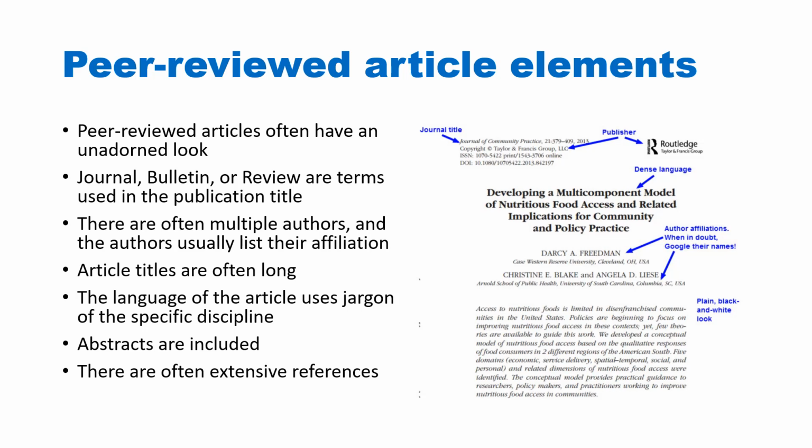And very often in scholarly articles, a little clue that you can look for is the title of the publication. Very often it will have the word journal or bulletin or review in it. That does not hold true all the time, but it can be a good starting clue if you see something like Journal of Community Practice that it might in fact be a peer-reviewed article.